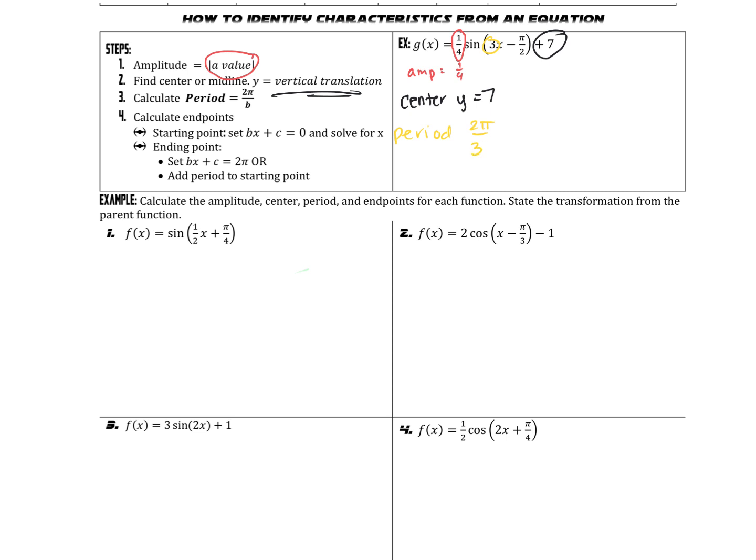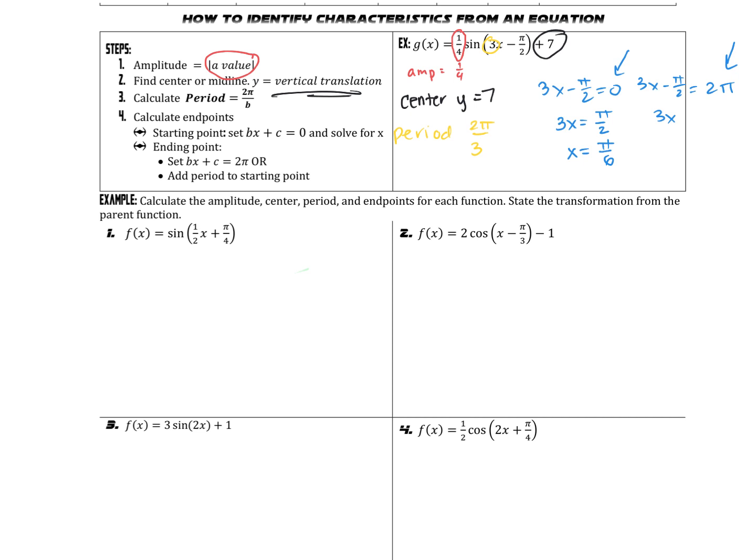And then to find the endpoints, which is going to be really important when we're graphing, there's really two ways to do it. The first way to do it is that you can just take what's inside parentheses and set it equal to 0 and set it equal to 2 pi, right? That's the normal cycle, goes from 0 to 2 pi, and solve each of those. So let's go ahead and do that. This is going to give me 3x equals pi over 2. So x is going to equal pi over 6.